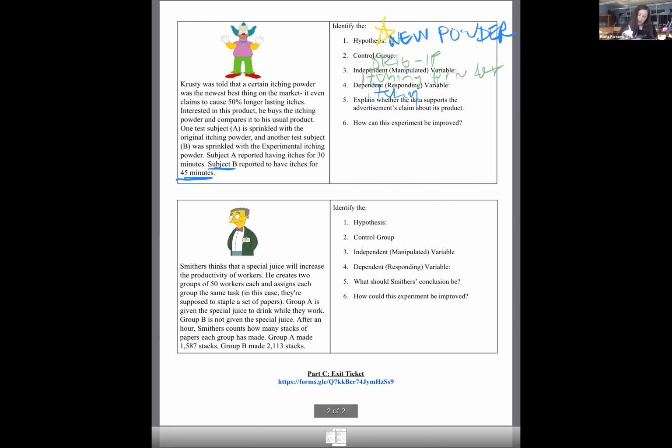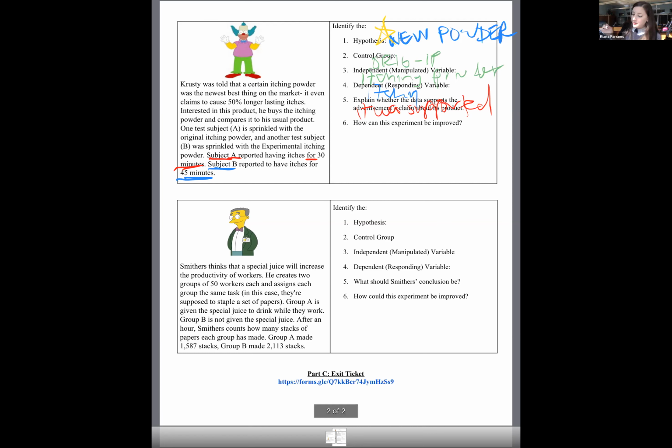And those of you that are math whizzes are probably already ahead. But if subject A was itchy for 30 minutes and subject B was itchy for 45 minutes, and the claim is that the new product causes 50% longer lasting itches, it was supported because 15 minutes is half of 30. And you can see that 45 minutes has an extra 15 minutes of itchiness. So yeah, Krusty's one experimental trial seems to have determined that this itching powder is a pretty good product.